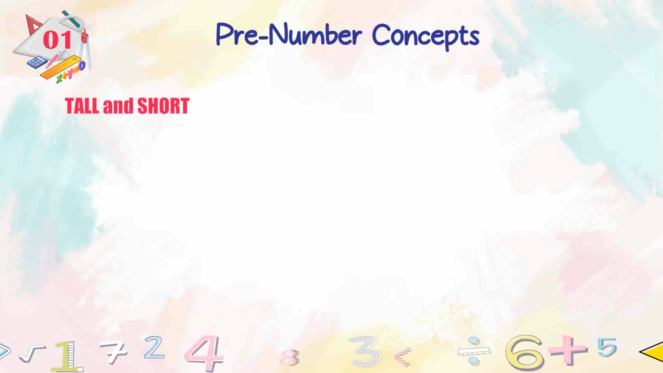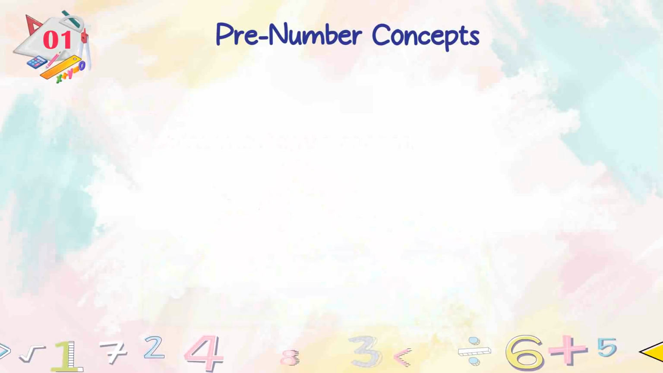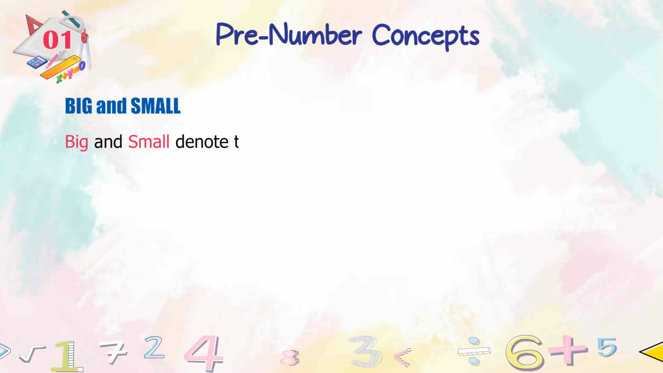Chapter 1. Prenumber concepts. Tall and short. Tall and short denote the height of an object. Tall. Short. Big and small. Big and small denote the size of an object.